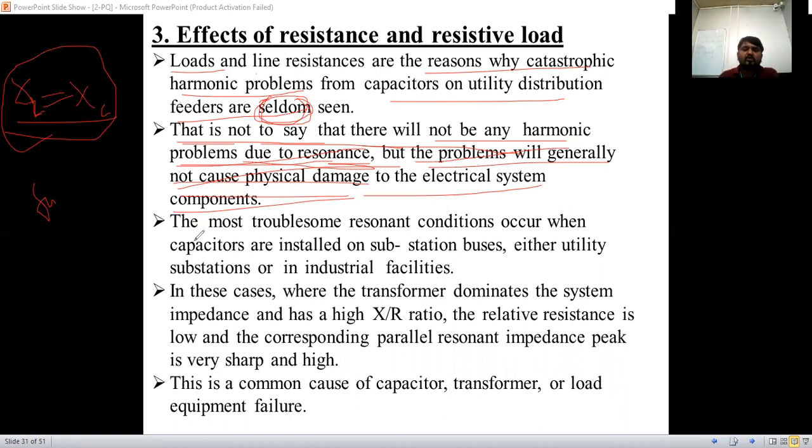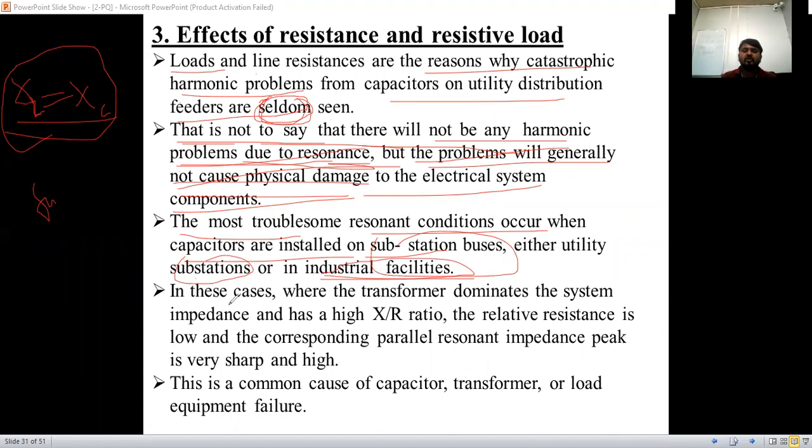So next one, the most troublesome resonant condition occurs when the capacitors are installed on the substation buses, either utility substations or industrial facilities. Mostly during resonance, the problem arises when we install capacitor banks on the substation buses, utility substations and industrial facilities. On that condition, the troubleshooting problems under resonance are going to arise over there.